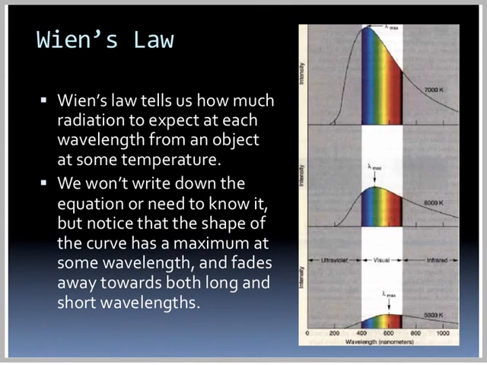So for something at 5,000 K, the intensity pattern looks like this. Notice that the maximum wavelength is in the orange. As I heat it up to 6,000 K, the maximum wavelength shifts to the green. Or at 7,000 K, the maximum wavelength shifts to the blue or ultraviolet. So by looking at the max wavelength, there's a relationship between the temperature of an object and the maximum wavelength of light given off by that object.